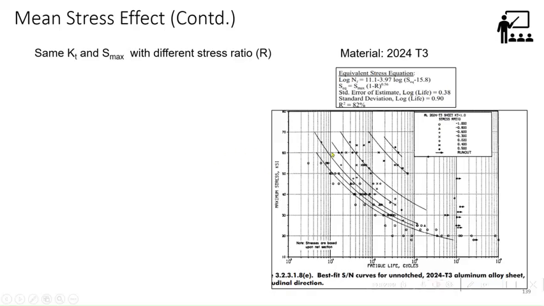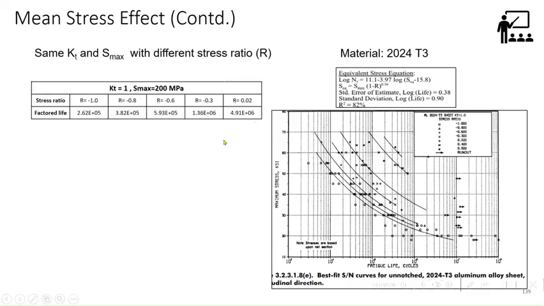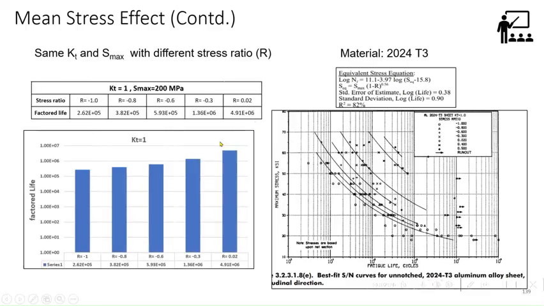Anyway, the idea is if you want some R value in between, you can substitute. That means it is given up to 0.5. If you want to get R equal to 0.6, you cannot use this equation. You will get some value, but it's not recommended. So what test was done? At Kt equal to 1, they did for S max is 200. This is in KSI unfortunately, but okay, it can be converted.